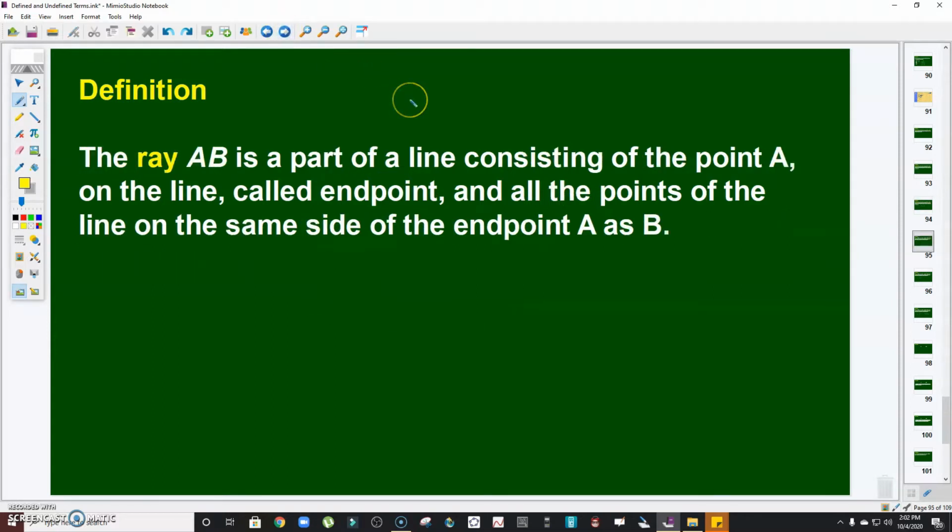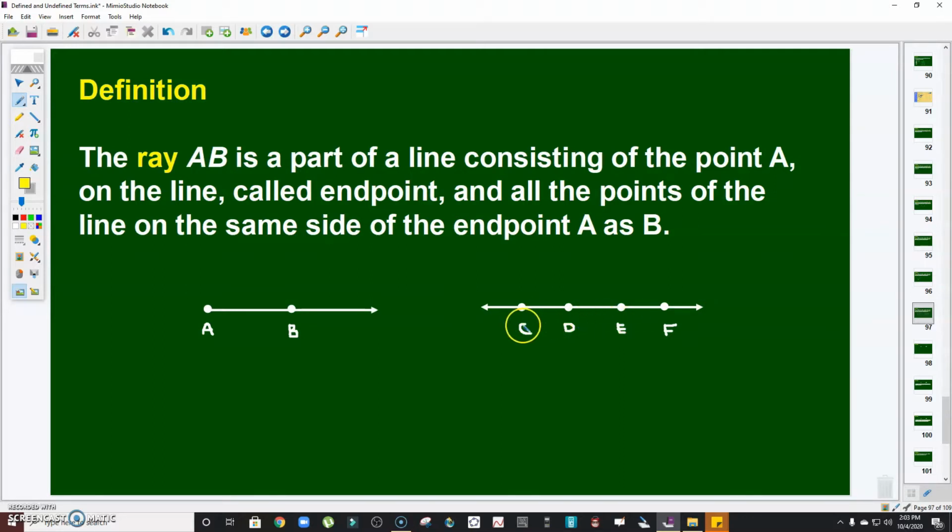Next. So after segments, we have ray. Ano ba yung ray? So the ray AB is a part of a line consisting of the point A on the line called endpoint and all the points of the line on the same side of the endpoint A as B. Okay, so to illustrate that, we name this as ray AB. Alright, ray AB. So take note, this A here is the endpoint of the ray. See that? Okay, next.